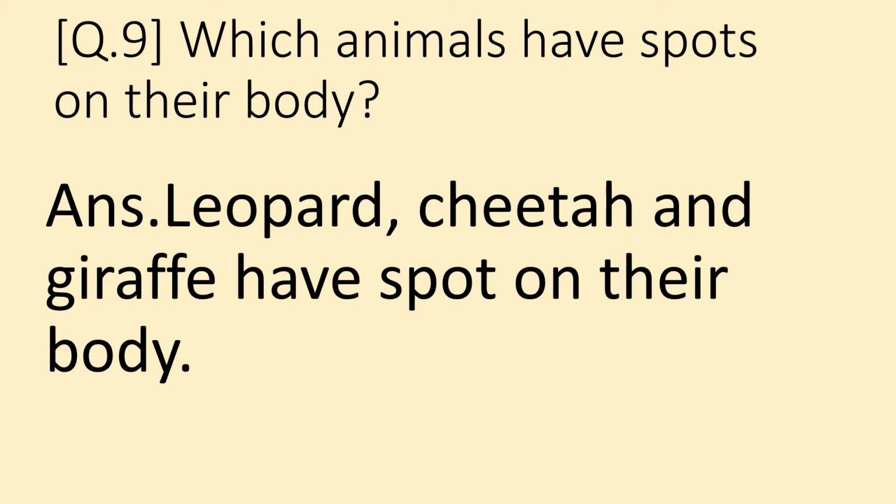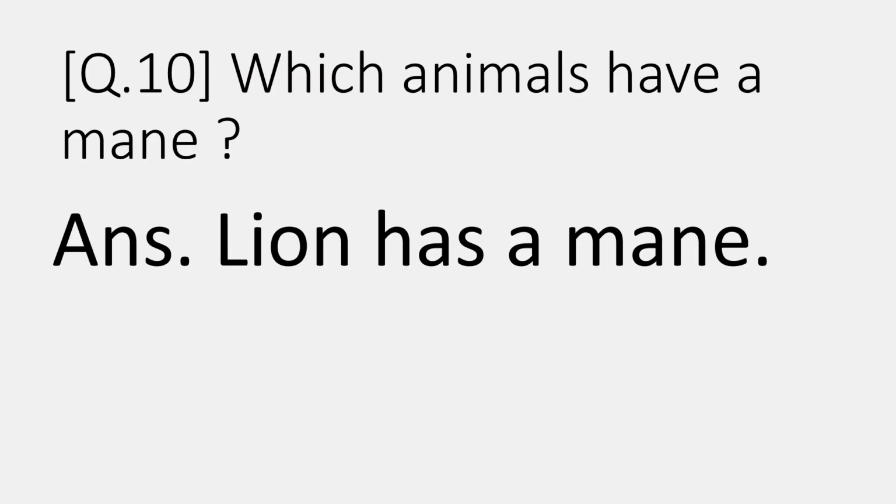Question number 9. Which animals have spots on their body? Answer. Leopard, cheetah and giraffe have spots on their body. Question number 10. Which animals have a mane? Now children, what is the meaning of mane? Mane means long and heavy hair growing above the neck and head of some animals. So we have to give one example. So our answer is lion has a mane.